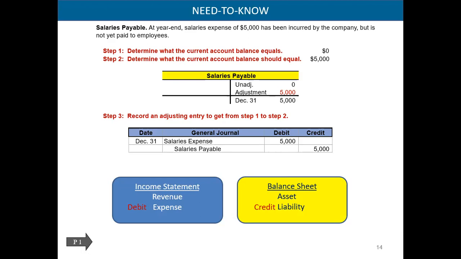So the employees have earned $5,000 of salaries. The company has incurred $5,000 salary expense. So we're debiting the expense, salaries expense. Expenses increase with the debit. We're debiting the expense, but we haven't paid it yet. So then we're crediting a liability account, in this case, salaries payable. That's a liability account. Liabilities increase with the credit, right?